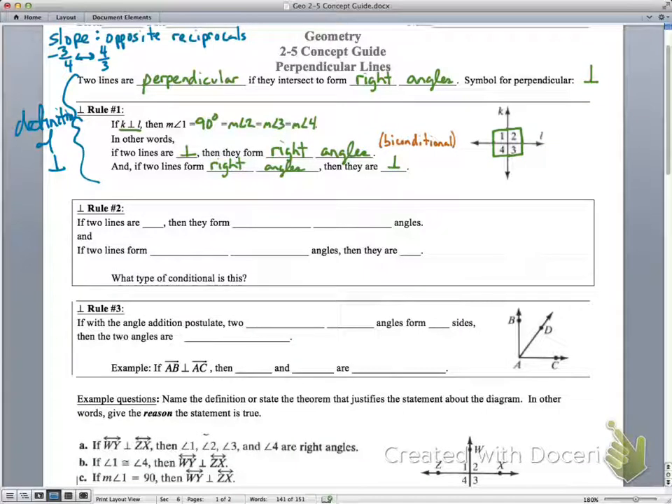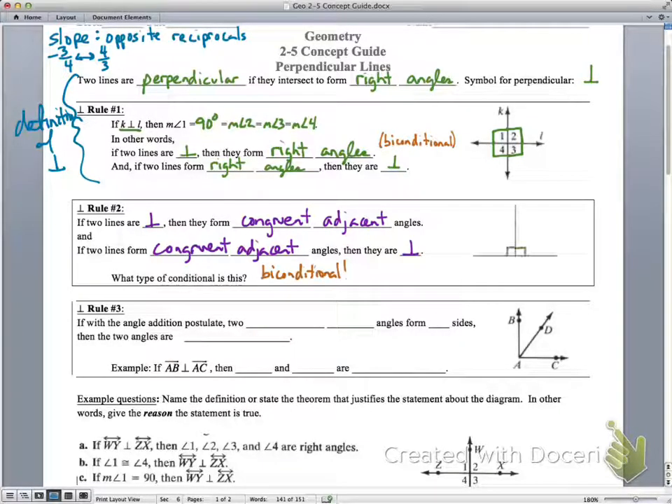All right, that leads to perpendicular rule number 2. If two lines are perpendicular, then they form congruent adjacent angles. We can flip that around: if two lines form congruent adjacent angles, then they are perpendicular. That's what type of conditional? Biconditional. The conditional statement and its converse are both true.